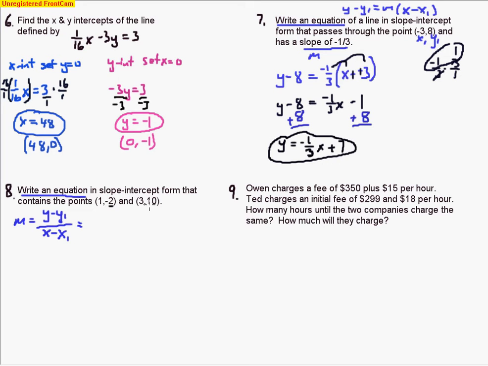Negative 2 and 10. Those are the y values. Those go on top. Negative 2 minus 10. Now, here's the consistency. Since I started with the negative 2, start with the 1. 1 minus 3. So again, I'm still seeing people putting x's on top, y's on the bottom. Make sure you have y's on top. When we talk about slope, slope is steepness. When we think of steepness, we think of vertical.